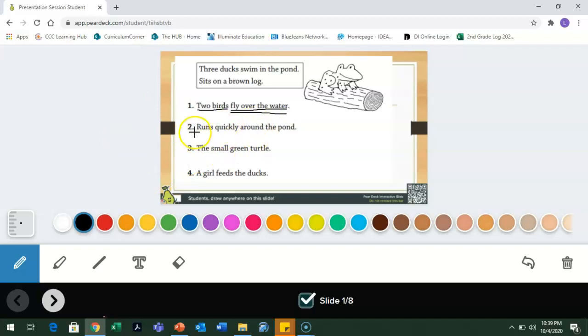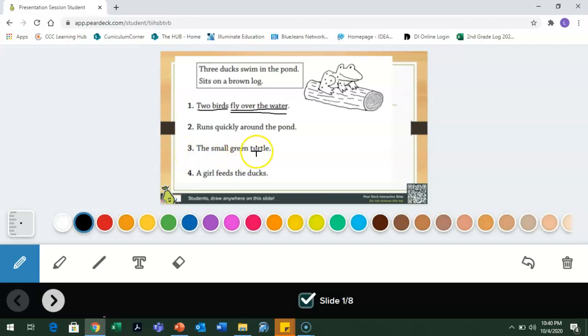Runs quickly. Let me read that again. Runs quickly around the pond. Is this a complete sentence, boys and girls? Think about it. Who are we talking about? We don't know, right? What are they doing? Well, we know that they run quickly around the pond, but we don't have a subject and we don't have a predicate, so we skip a line, boys and girls. We leave it blank. Now let's go to number 3.